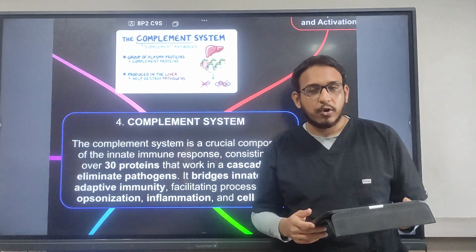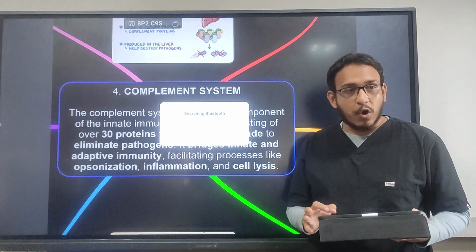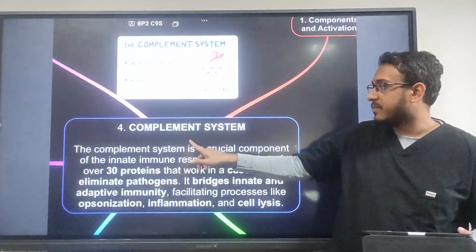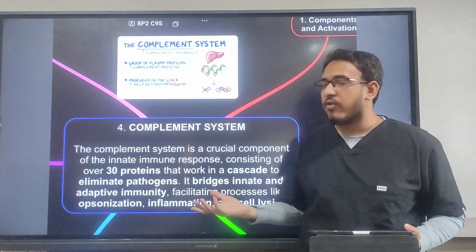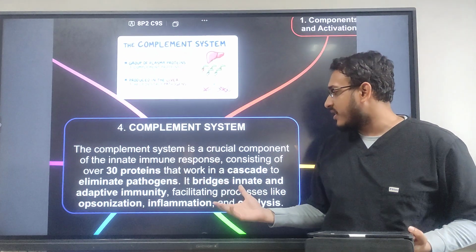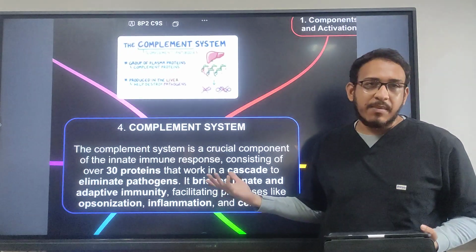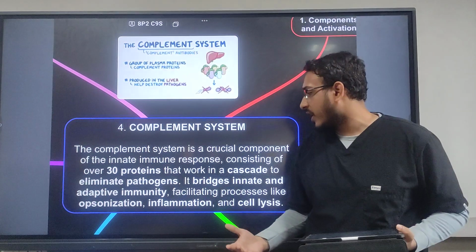Good morning. So I'll be talking about the complement system. The complement system is a crucial component of innate immunity because it consists of over 30 proteins, and it works in a cascade mechanism to eliminate the pathogens that enter our body.